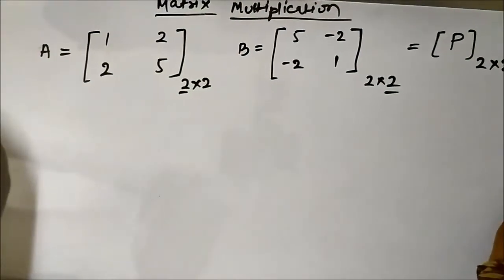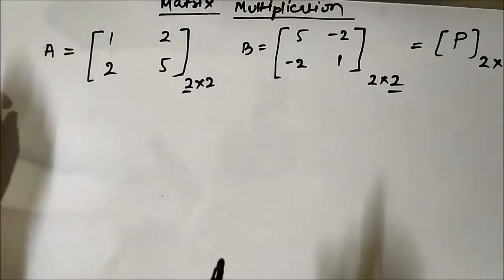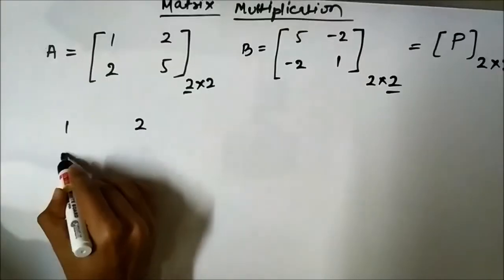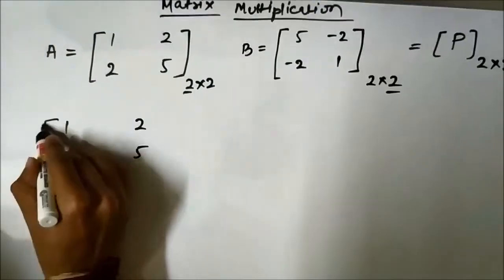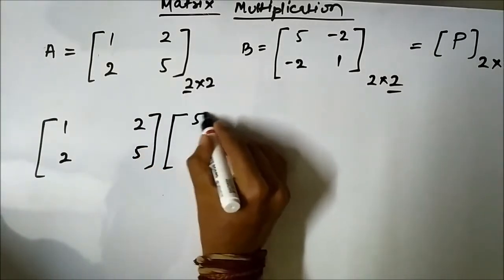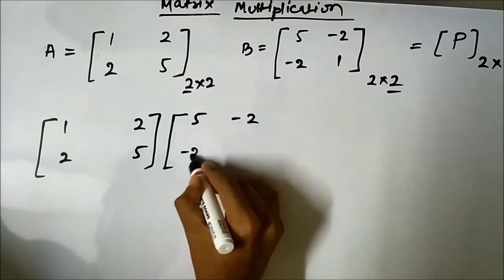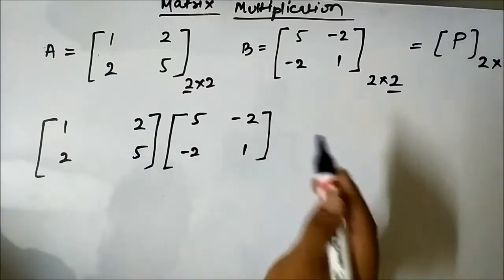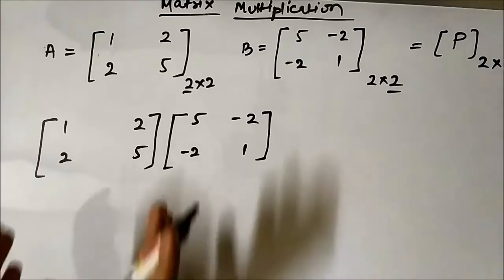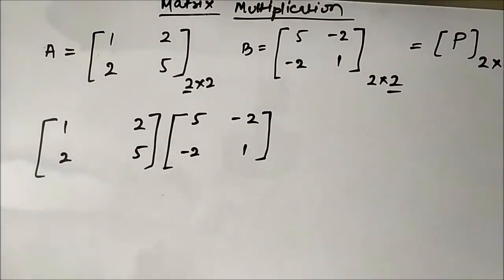Now, let us see how this works out. 1, 2, 2, 5 is the first matrix and this is the second matrix. Before you watch this video, I want you to check out the previous video on matrix multiplication, where we discussed multiplication of a row matrix with a column matrix and the result. That is how the matrix multiplication operation is carried out.